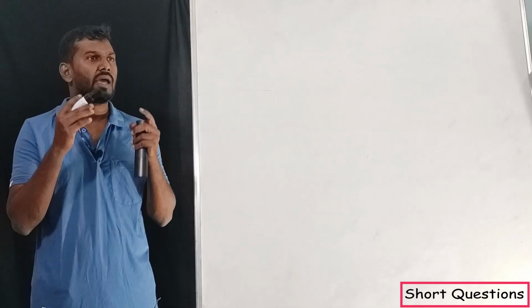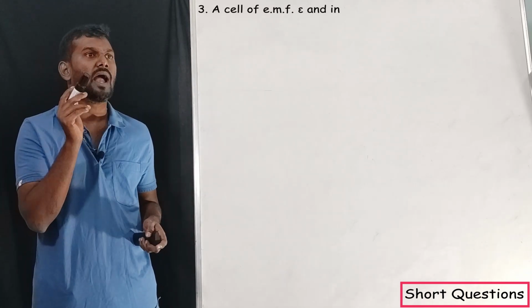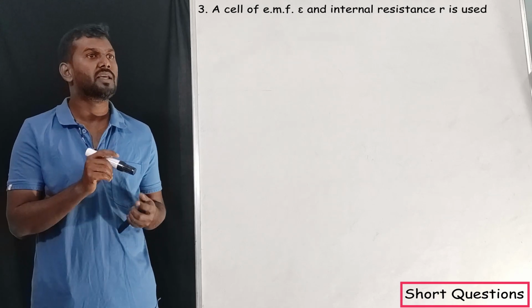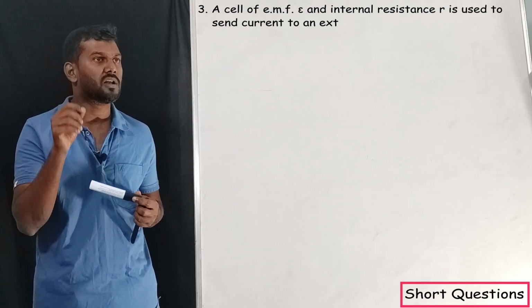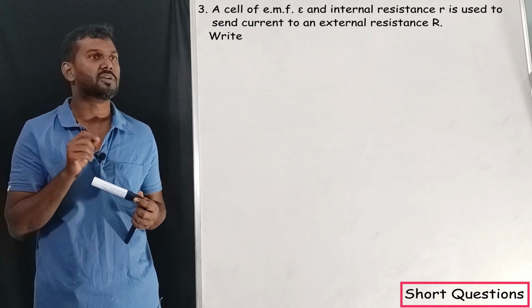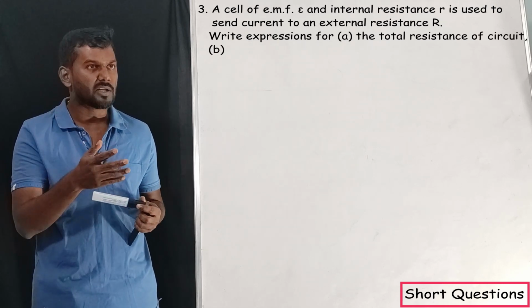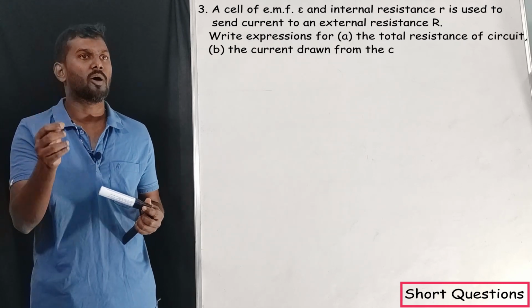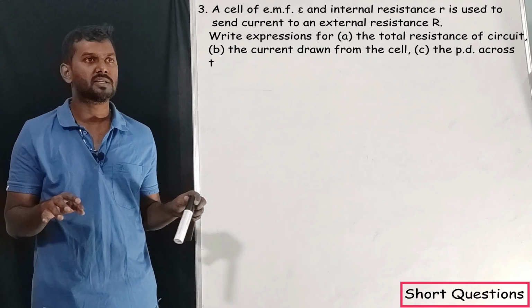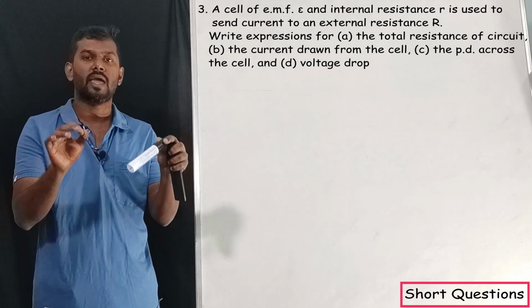Our next question: a cell of EMF E and internal resistance small r is used to send current to an external resistance R. Write an expression for the total resistance, the current drawn from the cell, the potential difference across the cell, and the voltage drop inside the cell. For all these things we are going to write the expression.